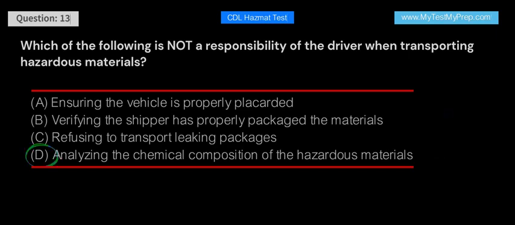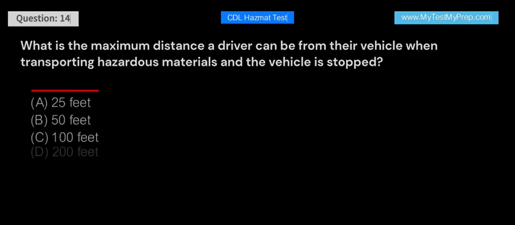Answer D. Analyzing the chemical composition of the hazardous materials is not a responsibility of the driver. The driver's responsibilities include ensuring proper placarding, verifying correct packaging by the shipper, and refusing to transport leaking packages. What is the maximum distance a driver can be from their vehicle when transporting hazardous materials and the vehicle is stopped? A. 25 feet. B. 50 feet. C. 100 feet. D. 200 feet.